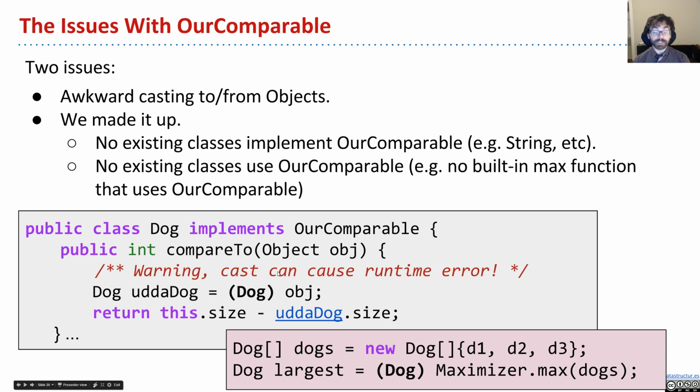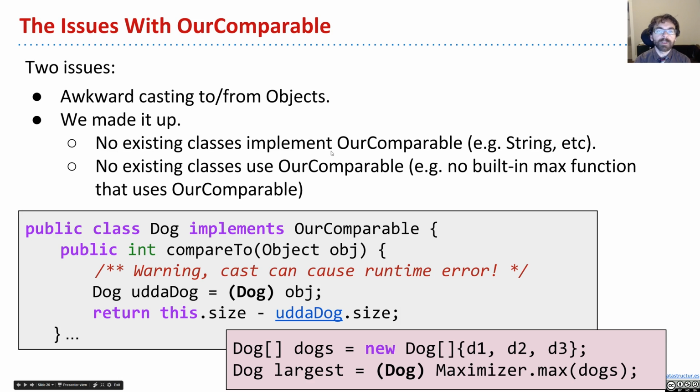Now the other, and actually bigger deal, is that we just made it up. So AreComparable is not a real thing, and as a result, there are no classes out there that already implement AreComparable. If we tried to use our Maximizer.max method with strings, for example, they don't implement AreComparable, so it will be useless for those. Similarly, there are no classes out there that already do all the things that we want to do, like finding the max, finding the min, finding the median, that work with our AreComparables.